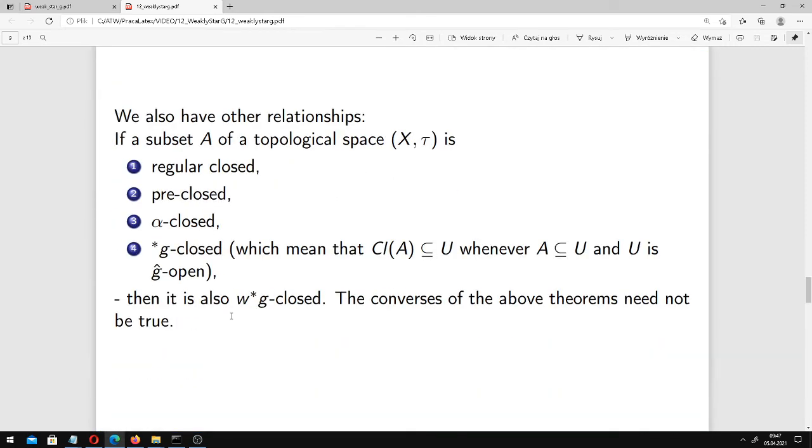We also have other relationships. If a subset A of a topological space is regular closed, pre-closed, alpha closed, or star g closed, which means that the closure of A is contained in U whenever A is contained in U and U is ĝ-open, then it's also weakly star g closed. The converses of the above theorems need not be true. And our authors give us some counterexamples, of course.